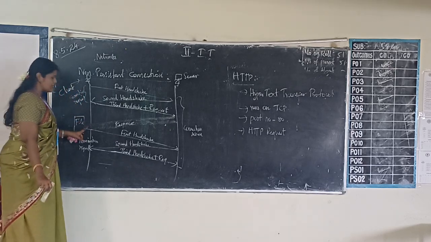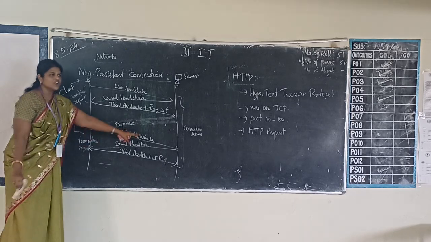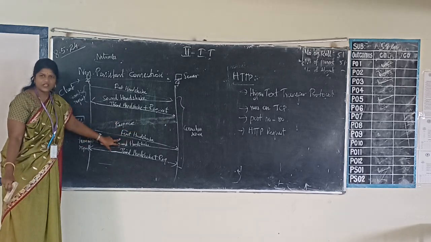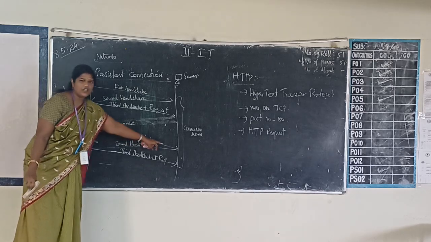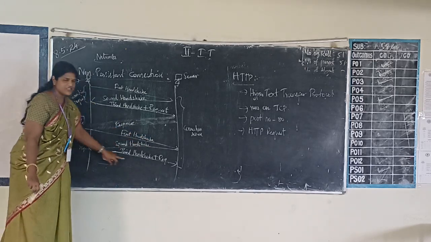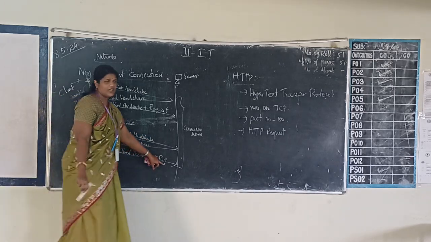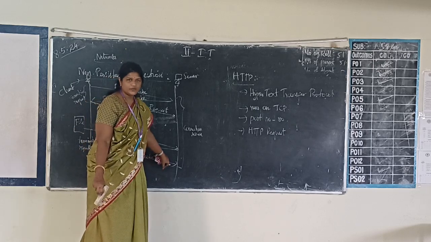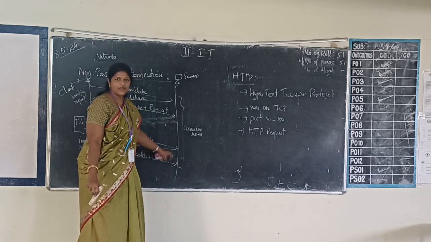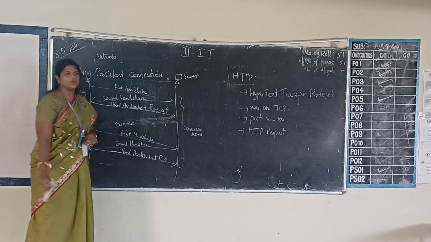After receiving the response, the connection is terminated with the help of another three-way handshake: first handshake, second handshake and third handshake. The third one contains the termination request, and the connection between the server and client is terminated.